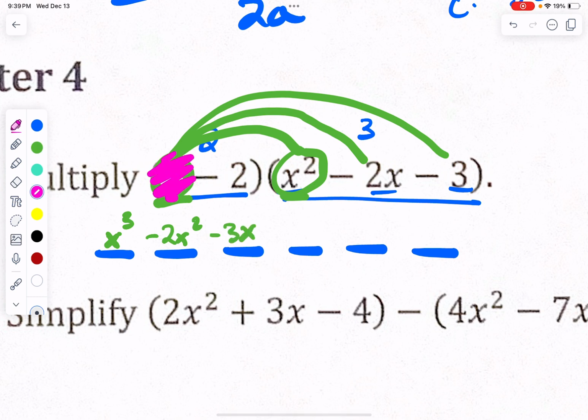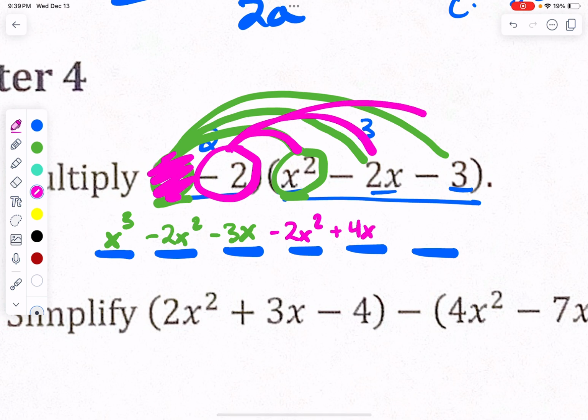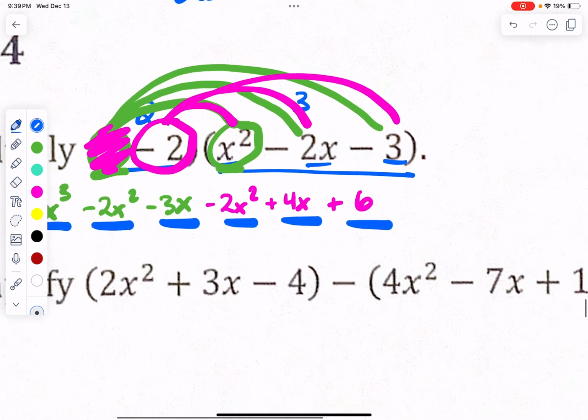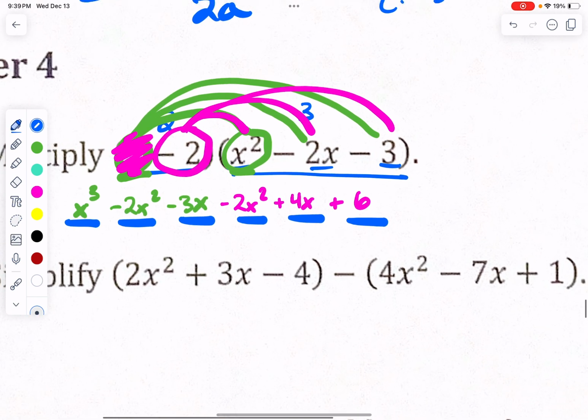Now, he is done, and I'm going to start with the negative 2, and I'm going to do the rainbows there also. So negative 2 times x squared, negative 2x squared. I take negative 2 times negative 2x, which is plus 4x. And negative 2 times negative 3 is plus 6. The very last thing that I do is I combine like terms.